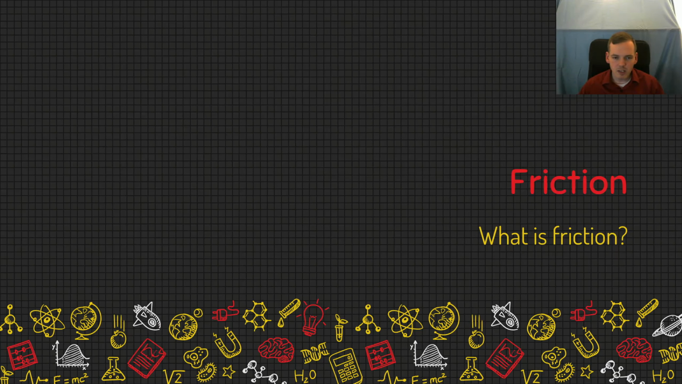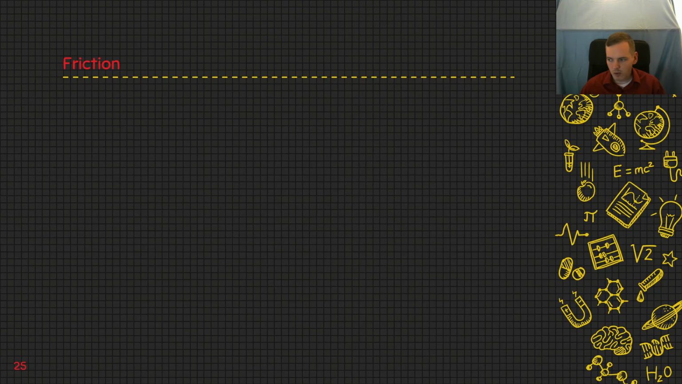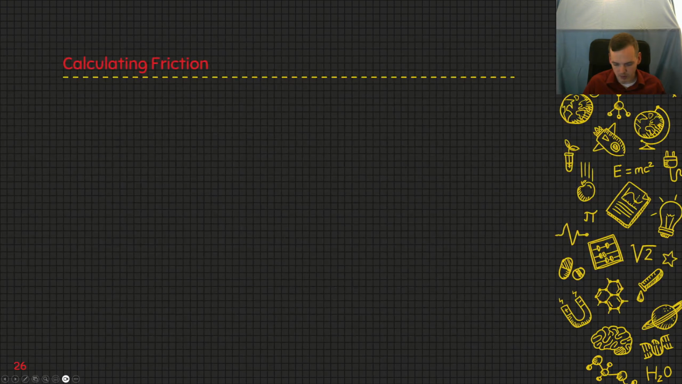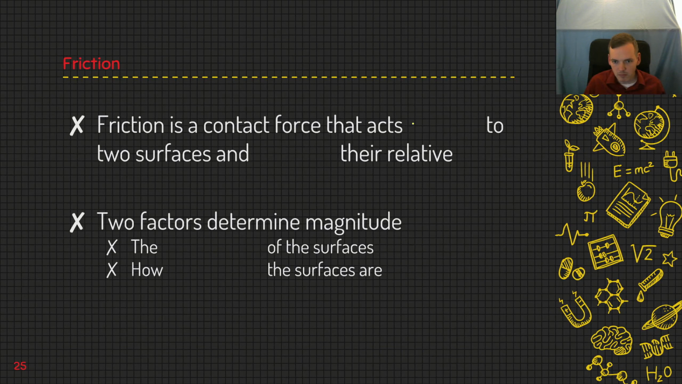Let's take a few minutes here to go over friction. Again, this is a composite force. That's just the interaction of all of the molecules in an object interacting with all the molecules of another object. So friction is a contact force that acts parallel to two surfaces and opposes their relative motion.